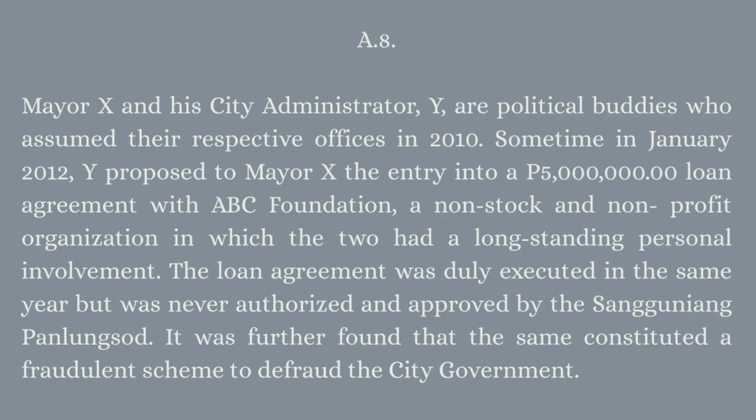Question A8. Mayor X and his city administrator Y are political buddies who assumed their respective offices in 2010. Sometime in January 2012, Y proposed to Mayor X the entry into a 5 million loan agreement with ABC Foundation, a non-stock nonprofit organization in which the two had a long-standing personal involvement. The loan agreement was duly executed in the same year, but was never authorized and approved by the Sangguniang Panglungsod. It was further found that the same constituted a fraudulent scheme to defraud the city government.